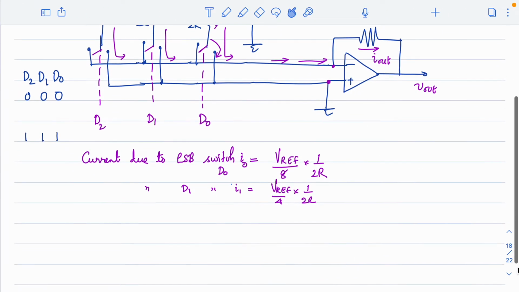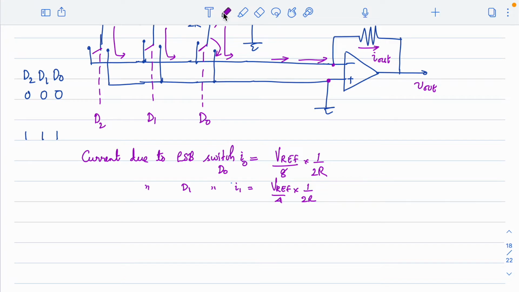Yeah, so this is how I can write that. Similarly, if I write for the MSB switch, which is I2, it will be Vref divided by 2 into 1 by 2R. So what I have written now is, if only D0 is closed, I will be getting only this current, which is Vref by 8 into 1 by 2R.